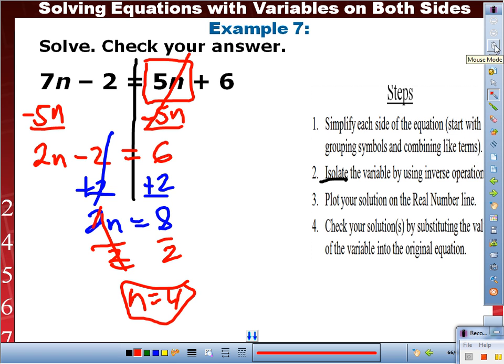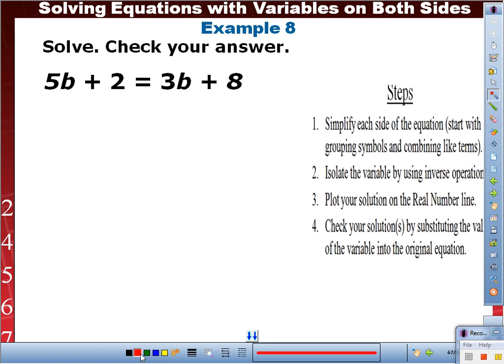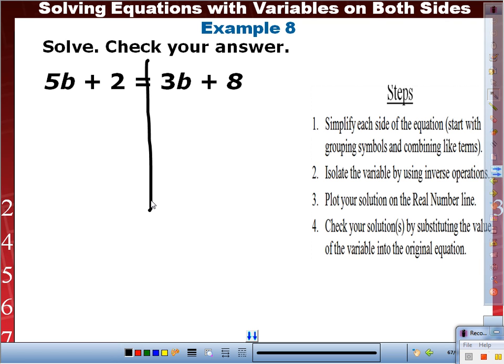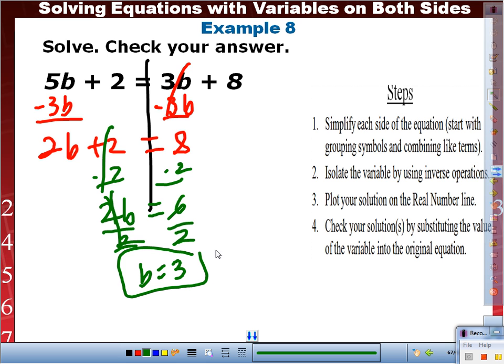Once again, we always start with the smallest variable. Copy this one. Example 8. 5b plus 2 equals 3b plus 8. Oscar, where do we start? Negative 3b, negative 3b. We're left with 2b plus 2 equals 8. Hold on, we're not done. One last one. Minus 2, minus 2. 2b equals 6, and then divide by 2. b equals 3. Are we there so far?